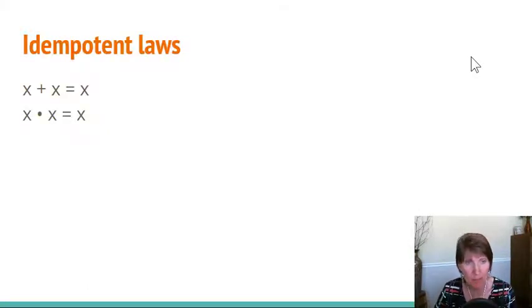Let's look at them. So we have x plus x equals x, and x times x equals x. This doesn't look like algebra, right? And this is more like the or and the and operations of logic. So it's important to understand that when we're using Boolean algebra and we add x to x, we get x. We multiply x by x and we get x.